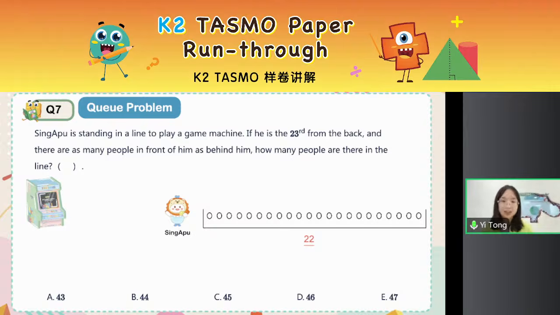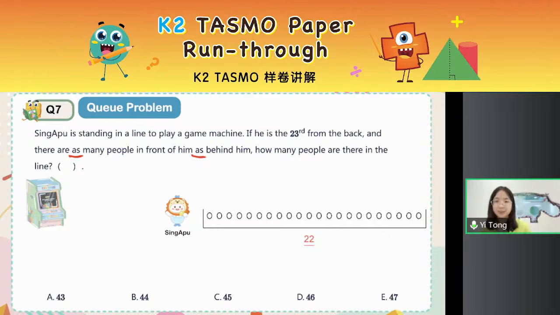Let's look at the question. There are as many people in front of him as behind. So as means that is the same. So 22 in the back, 22 in the front. How many should I draw here? Can you type in the chat? Also 22. All right, so also 22.